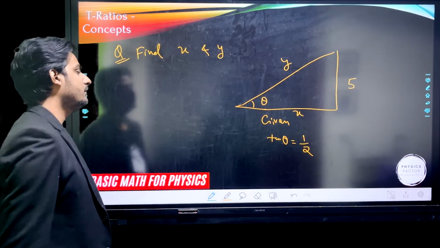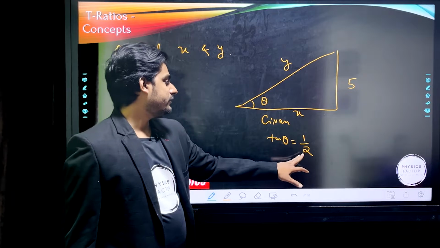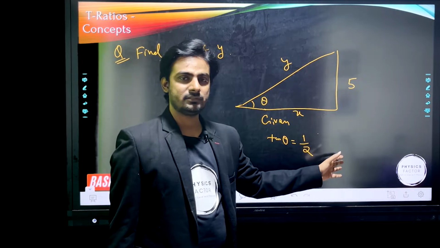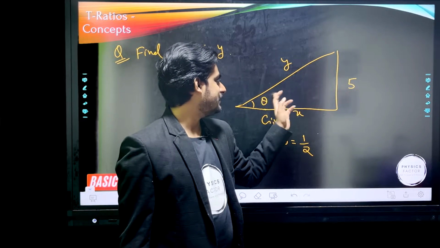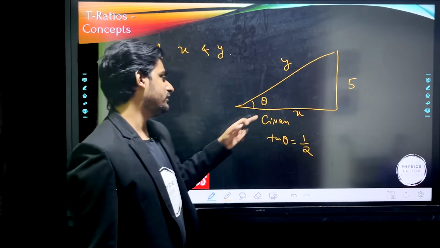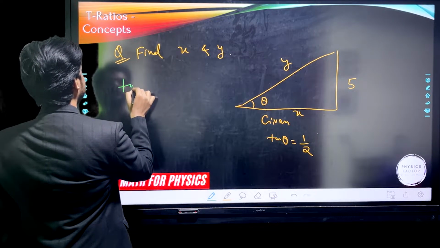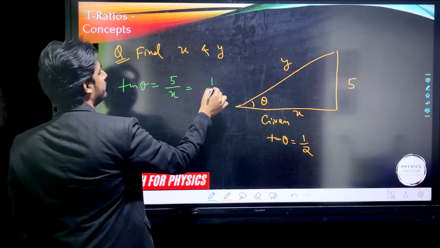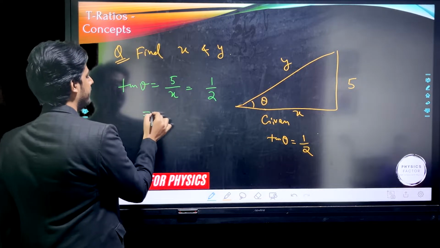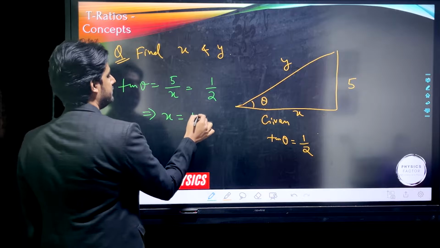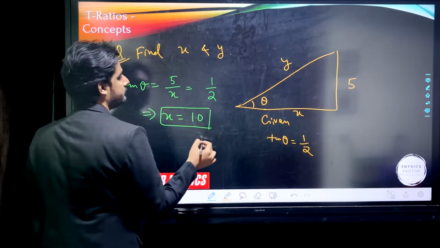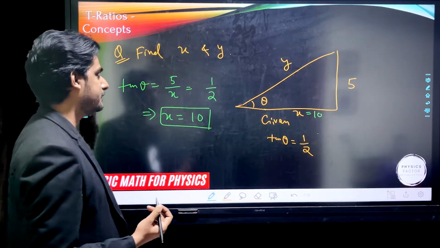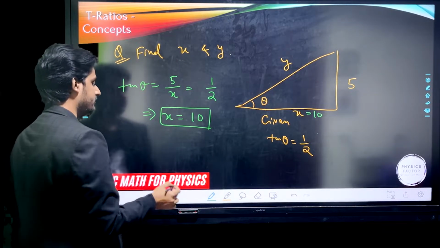So now tan theta is given 1 upon 2. So it's a ratio. So 1 upon 2 or 2 upon 4, anything is possible. So in this triangle we can write tan theta as 5 by x, and that is also equal to 1 upon 2. So from here we get the value of x as 10. Now once you get the value of x, you can calculate the value of y using Pythagoras.